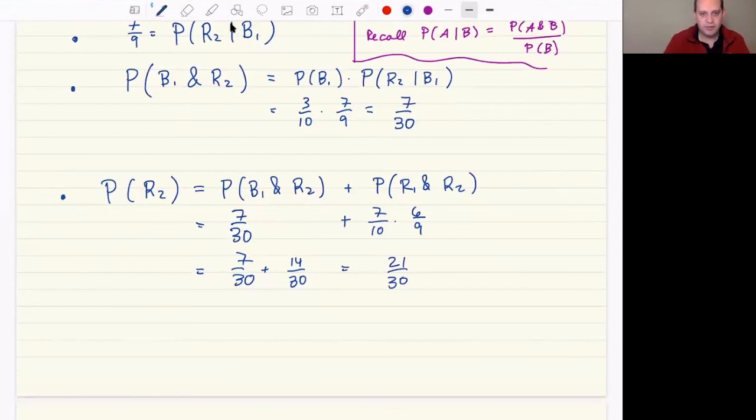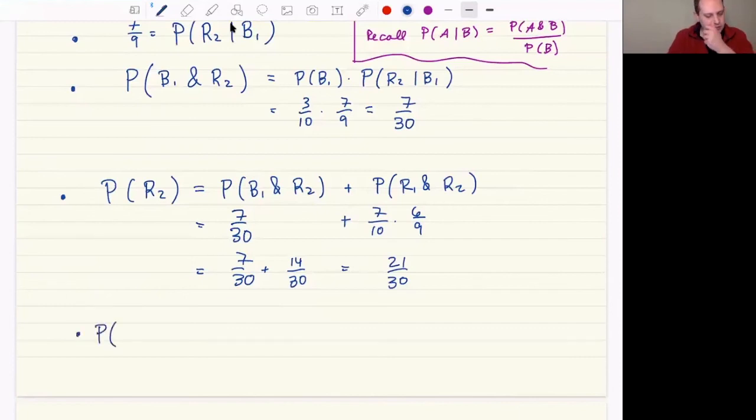This is without replacement, I mean. So this is what's going to happen when we don't put the marble back. So that's the story there. So let's pause, and then I want to do one more calculation here.